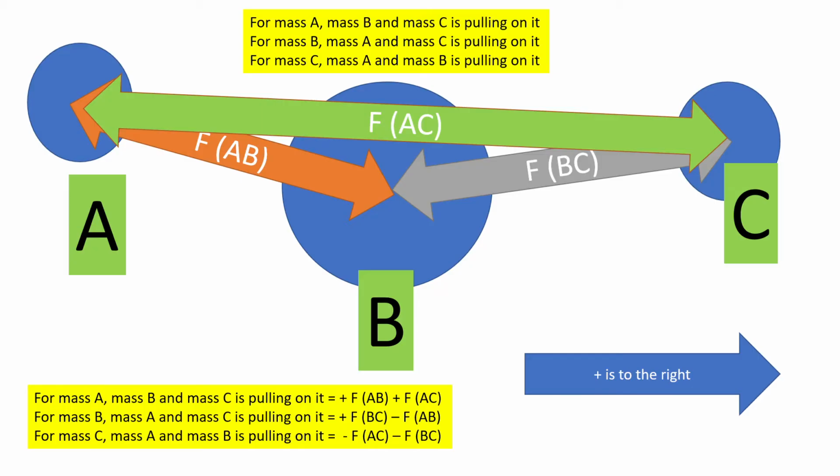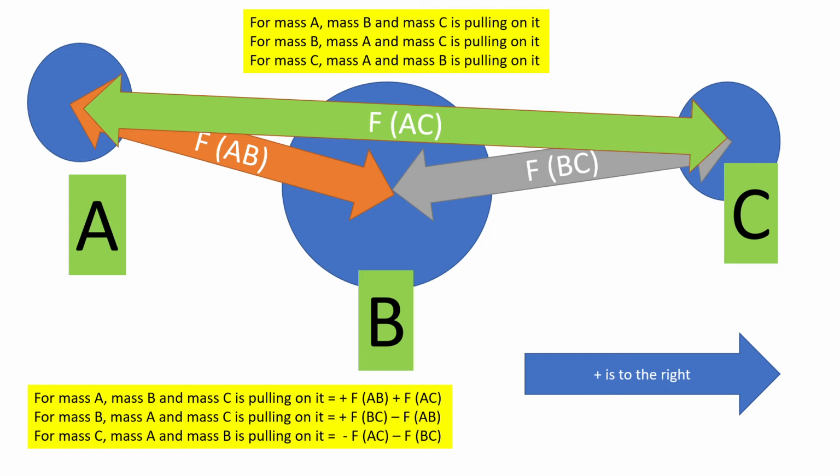Alright. What happens if you have three objects? If you have object A, object B, and object C, and you're just focusing on object A, object B is pulling on object A, and object C is pulling on object A. If you focus on object B, A is pulling on B, and C is pulling on B. So it's like a tug of war. One's going negative, one's going positive. If you focus on object C, objects A and B are pulling object C to the left.